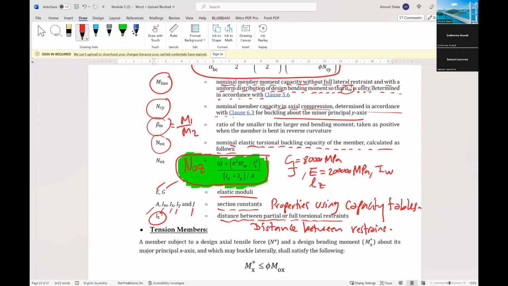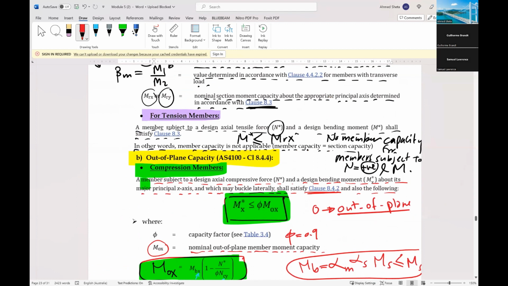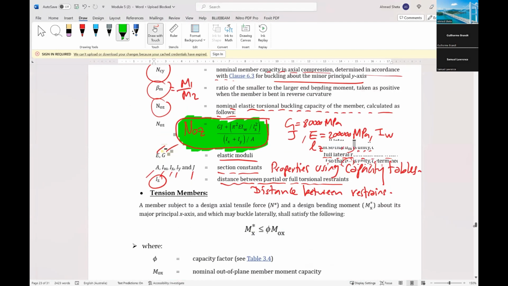Okay, so all these procedures are just to find the member capacity, or out of plane member capacity, for a compression member. For a tension member, for out of plane, because the buckling could happen out of plane.